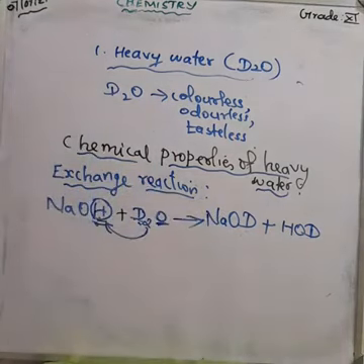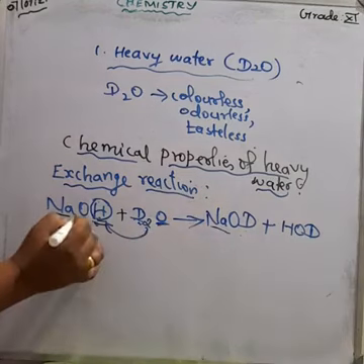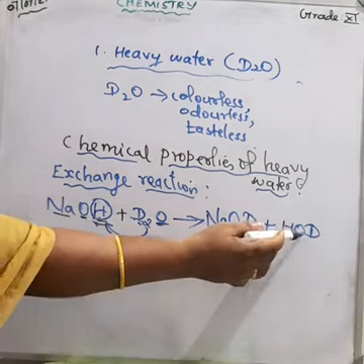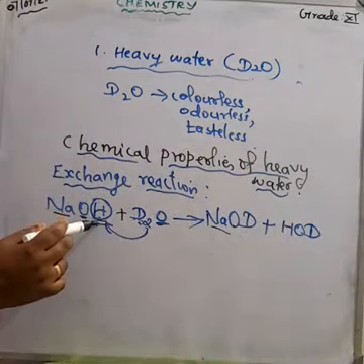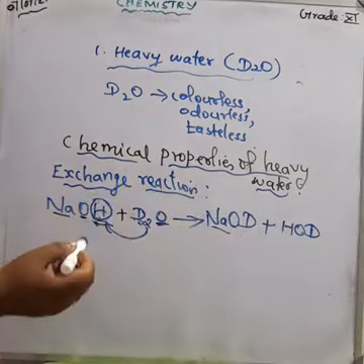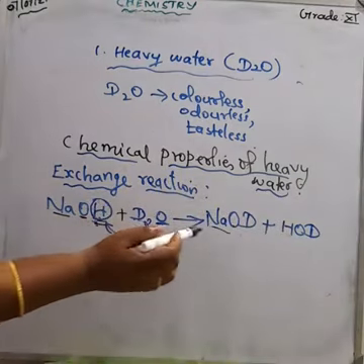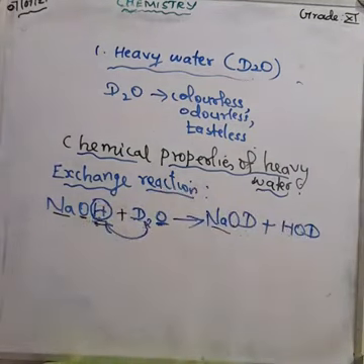Understand? Now we have to balance the equation here. Sodium, how many sodium atoms are here? Only one. Here also only one sodium. Oxygen, how many oxygen atoms? 1, 2. Two oxygen atoms here, and here also 1, 2, two oxygen atoms. Hydrogen, how many hydrogen atoms? Only one, and here also only one. Deuterium, how many? Here 1 deuterium and here 1 deuterium, so 2 deuteriums. Now the equation is balanced.